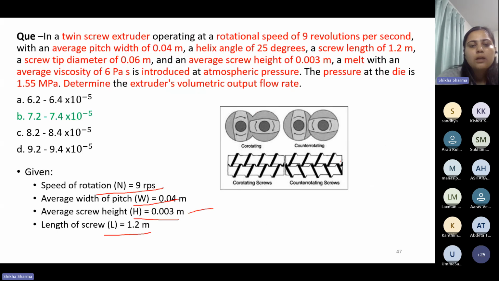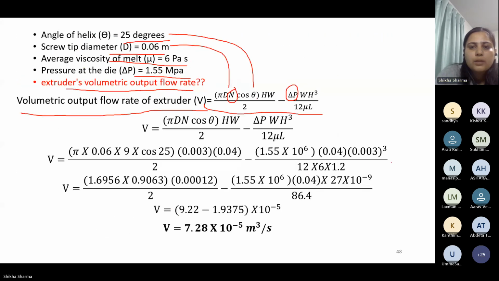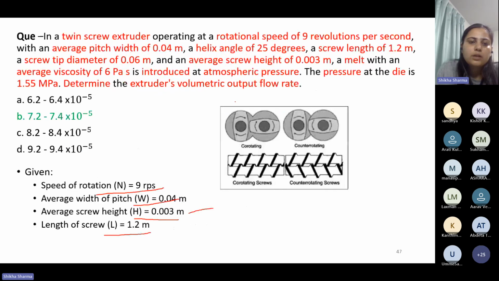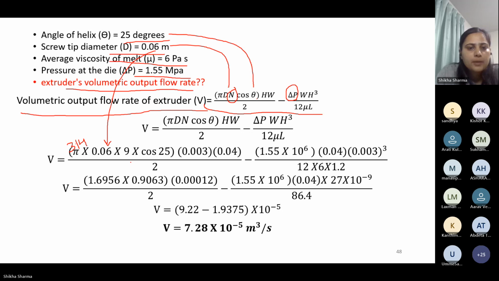L is the length of the screw. We have this formula and every value is already given, which is pi, 3.14. We know pi is 3.14, into D. D is given as 0.06 meter, into N. N is revolutions per second, 9 revolutions per second. So 9, then into cos theta. Helical angle is 25 degree. So cos 25.